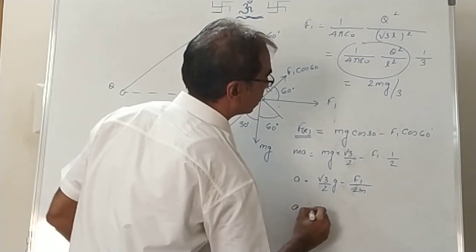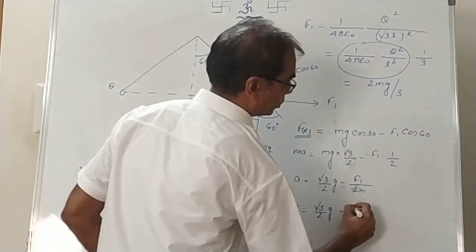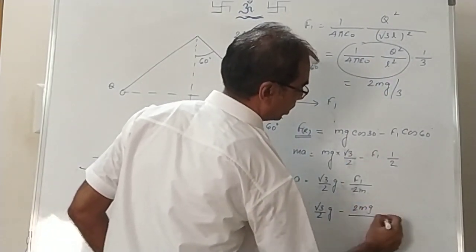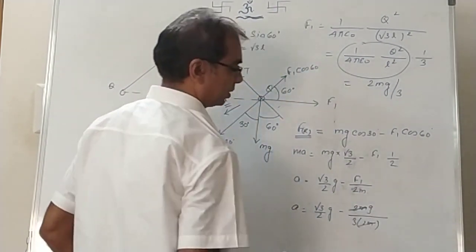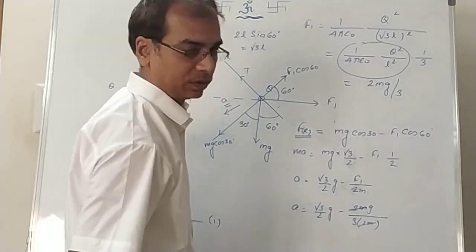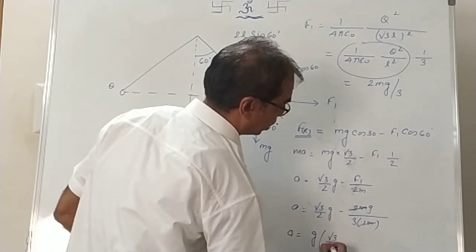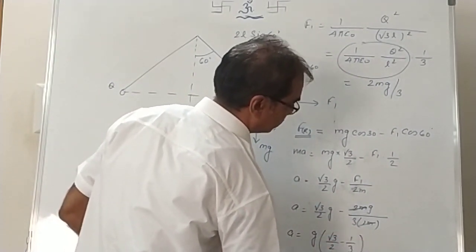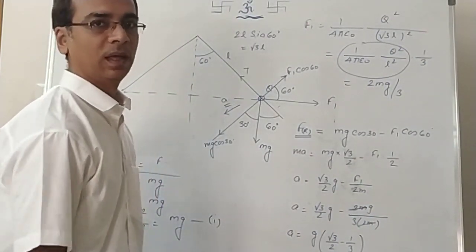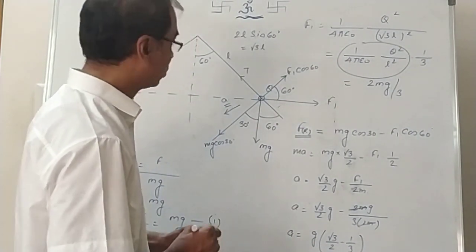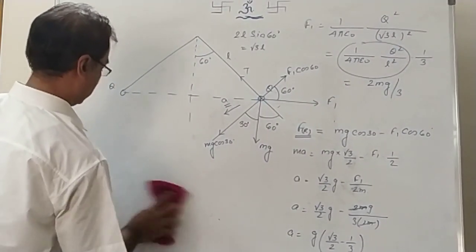So acceleration is root 3 by 2 g minus F1 value 2mg by 3 into 2m. So this 2m and this 2m get cancelled. So this is root 3 by 2 g minus g by 3. Take g common. So acceleration is coming root 3 by 2 minus 1 by 3, times g. That is the acceleration with which this ball will be coming in this direction. I hope this is clear to you. Let us go for the second question then. What will be the second question? Let's see.